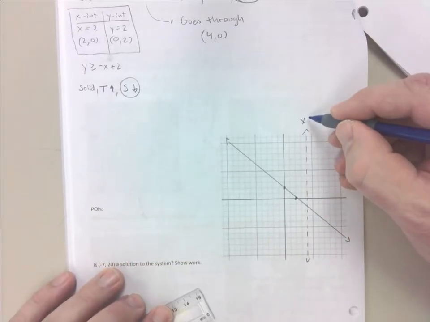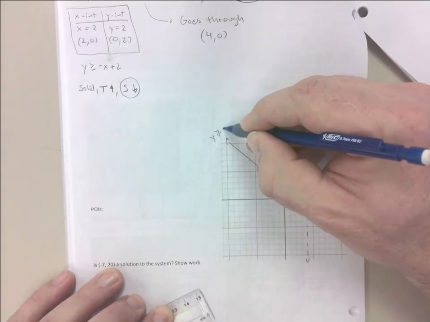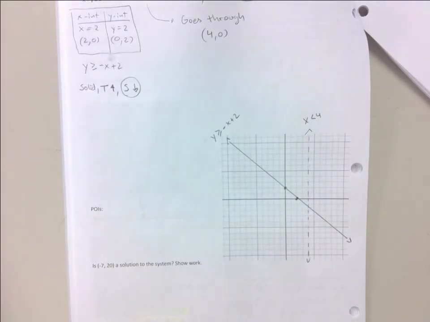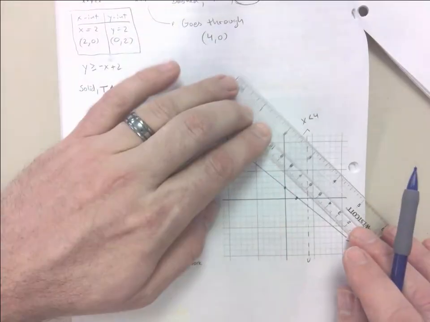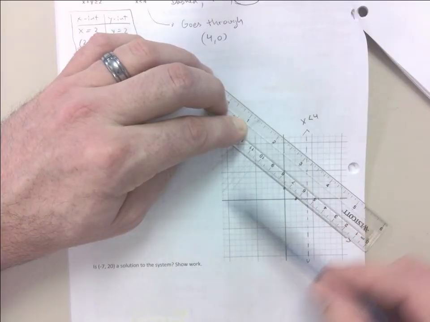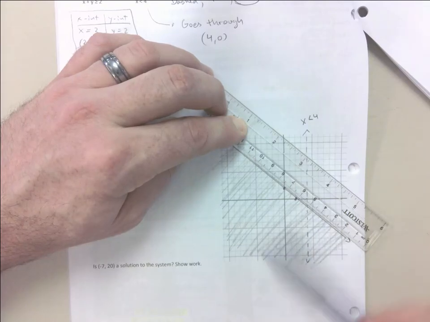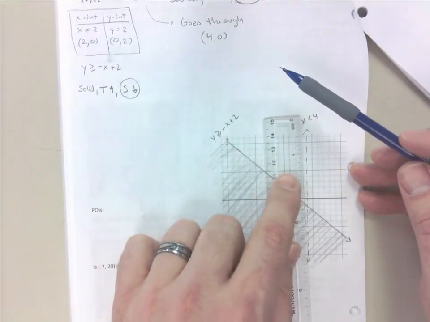Label it. This is x is less than 4. This is y is greater than or equal to negative x plus 2. Shading. I've got to shade below the diagonal. I've got to shade to the right of this.